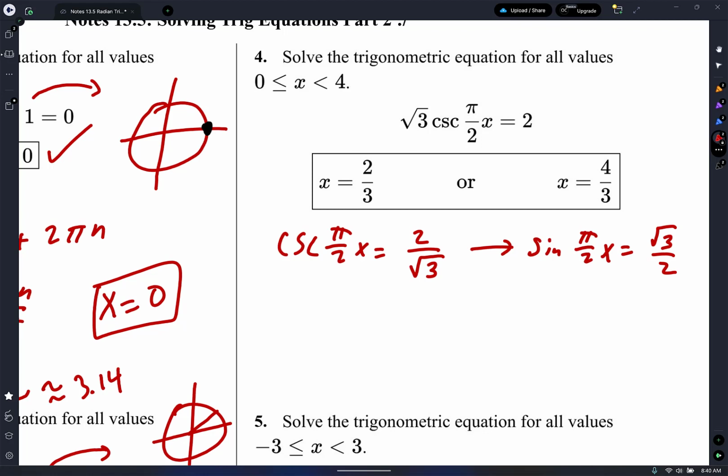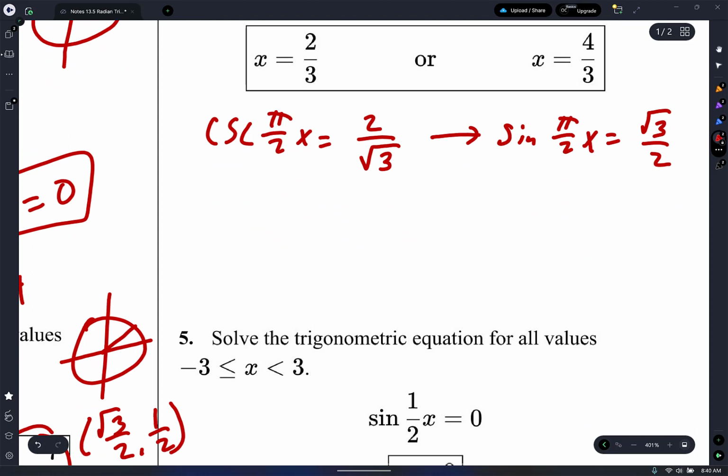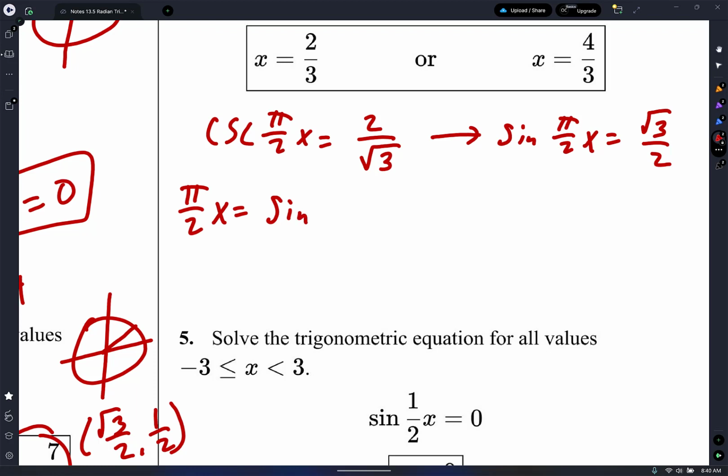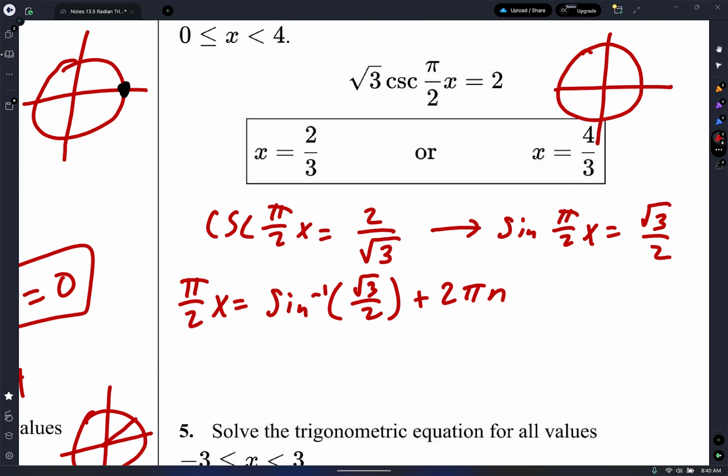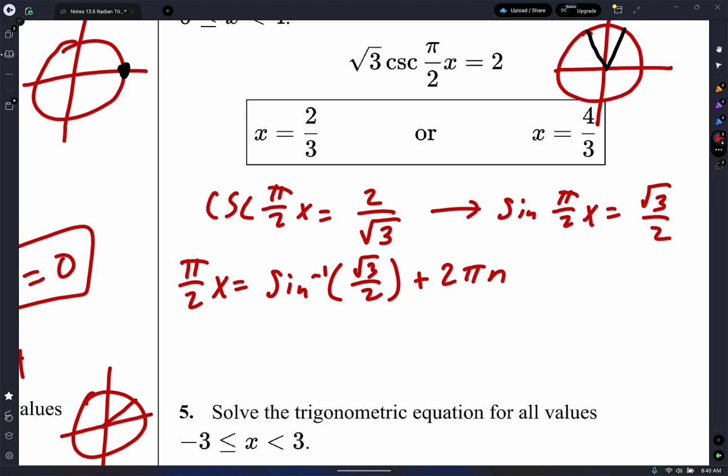Okay, next I'm going to do the inverse of sine. So I'm going to write pi over 2x equals arc sine, or sine to the negative 1, of square root of 3 over 2. And I put plus 2 pi n. Have I done anything crazy? Nope. And then I'm going to write a unit circle right here, so you guys can see the visual for you visual learners. And I know that sine is square root of 3 over 2 at there and there, in quadrant 1 and quadrant 2. What is that radian? Pi over 3, that's the first one. And the other one is 2 pi over 3.